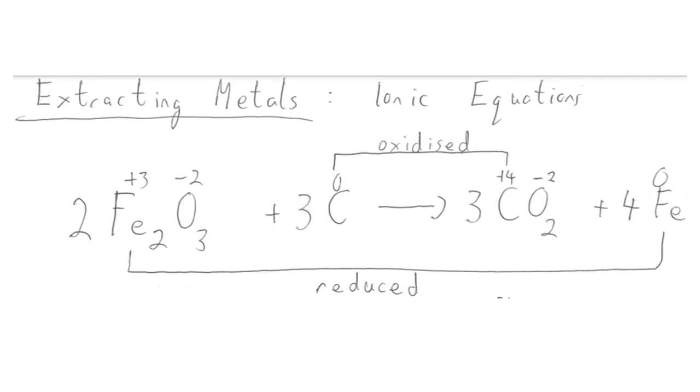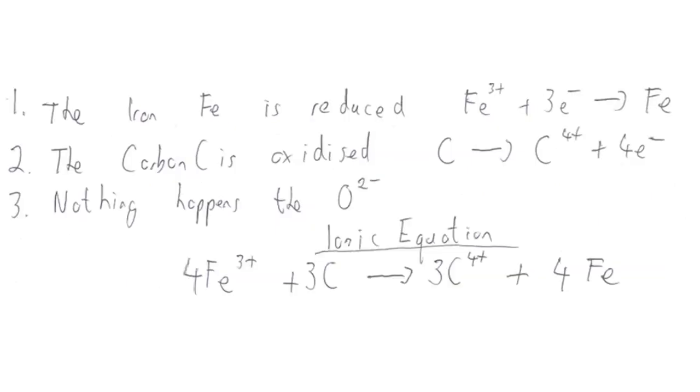Now you might want to play and pause while I go through some of these ionic equations for extracting metals. Carbon oxidized, iron reduced. So the ionic equation is the exact same as the halogens, so I'm not going to spend too much time on it.